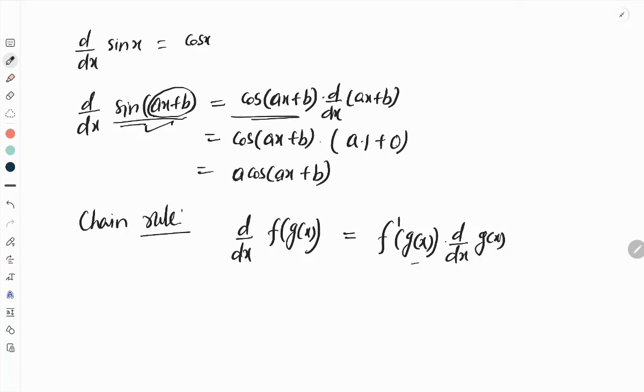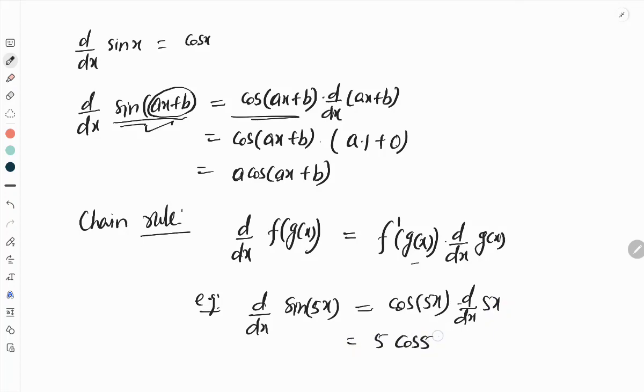So this is the way. For example, I am taking dy/dx of sine 5x. You know sine x, and here g x is 5x, correct or not? First you say the derivative of the sine x type is cos x, but it is not x, it is 5x, so cos 5x, and again the derivative of 5x is 5. So the answer is 5 cos 5x. This is okay.